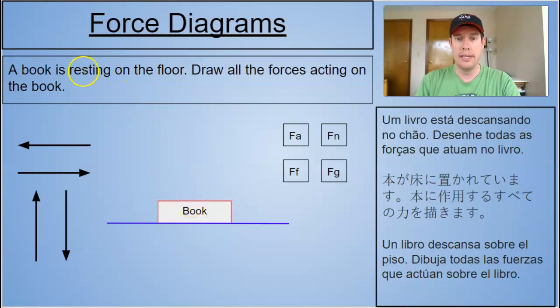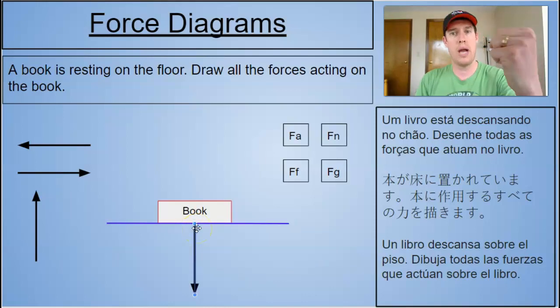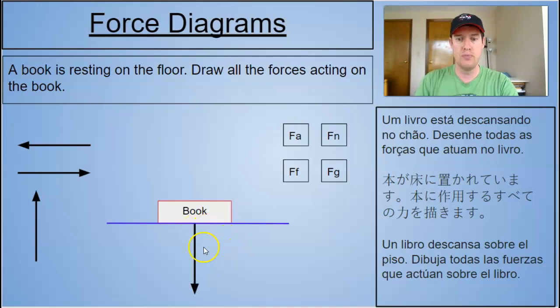Well, it's resting on the floor, and unless this tells us otherwise, we're on planet Earth. So Earth is always pulling towards its center. So the most obvious answer here, at least part of the answer, is the force of gravity pulling down. Now, I've indicated it by an arrow, but I'm not done with it. I need to come over here and grab the right label, F of G, force of gravity, and drag it next to the arrow. Now, am I done? Is gravity the only force acting on this object?